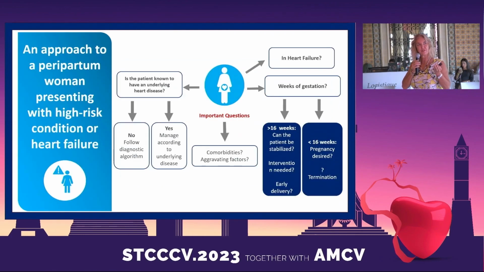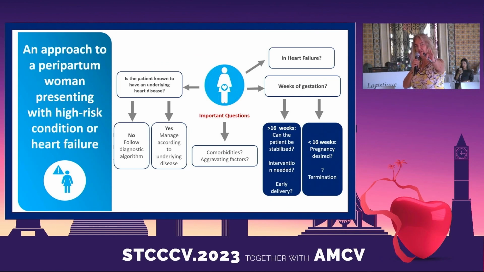So how do you start? I think a practical approach is really, if the patient is known to have an underlying cardiac disease, then you follow the diagnostic algorithm and manage according to the underlying disease. An important question is whether a patient has comorbidities or any aggravating factors. Then, if the patient already has heart failure at first presentation, this is a really severe, poor prognostic sign. And then it's very important what the week of gestation is.